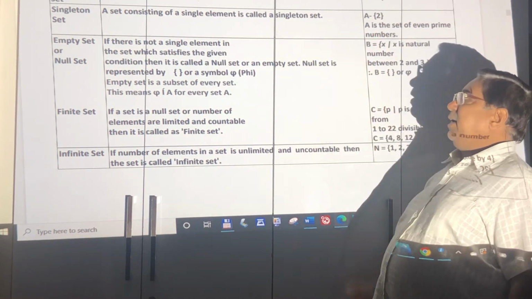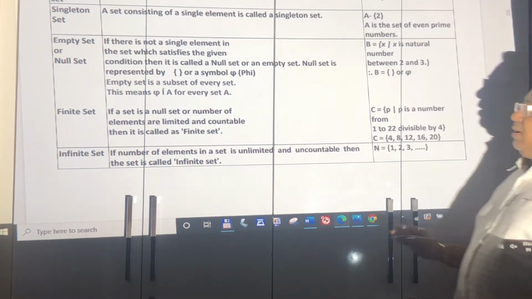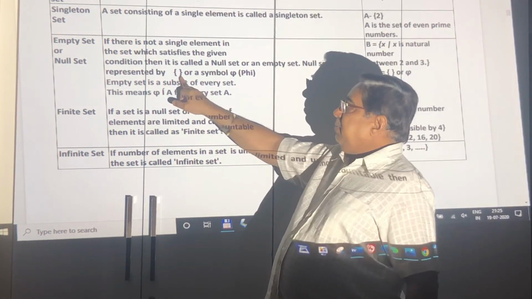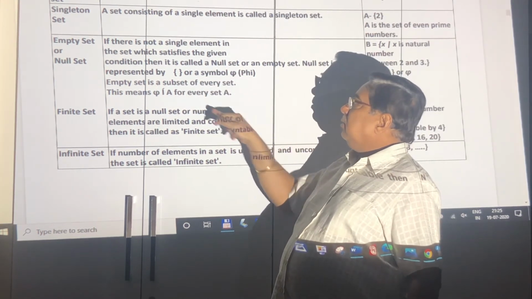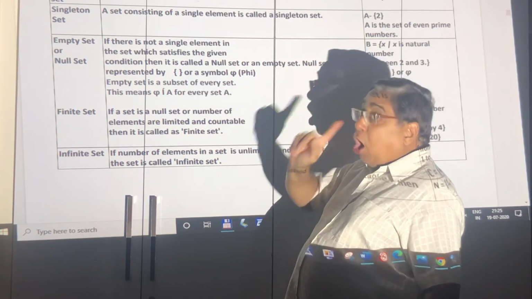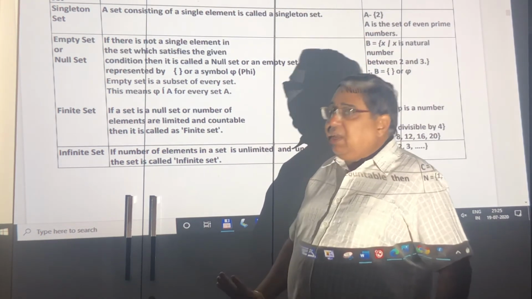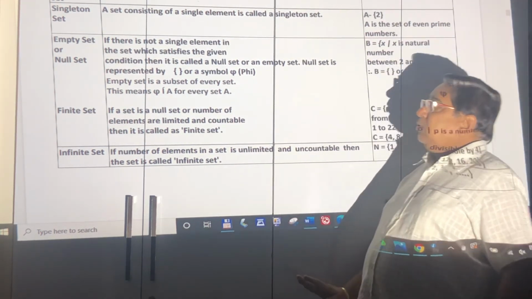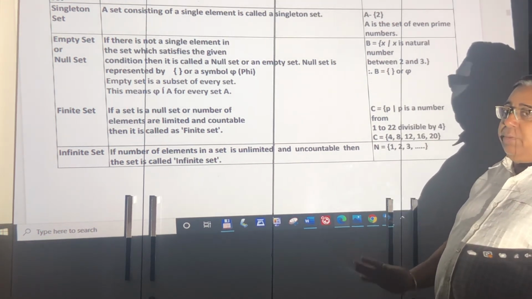Empty set or null set. If there are no members, okay, then we will write it by bracket, empty bracket, or phi, O with a cut. Please remember, empty set or null set is not 0 set. 0 has 0 inside. This has nothing inside. Okay? So be careful. Empty or null set is not 0 set. 0 set means there is 0 inside.